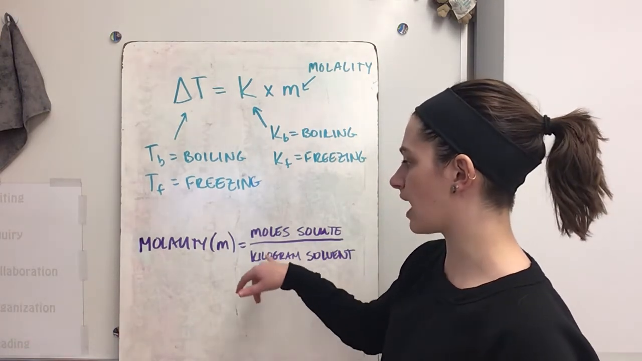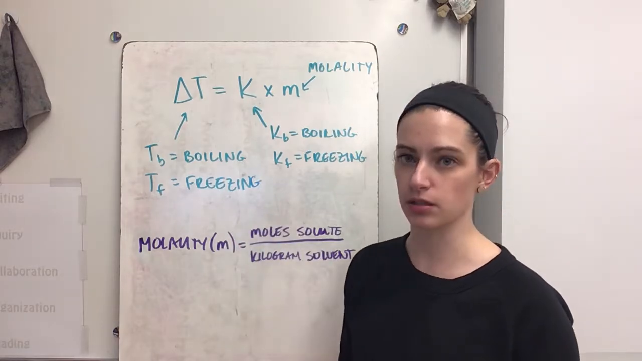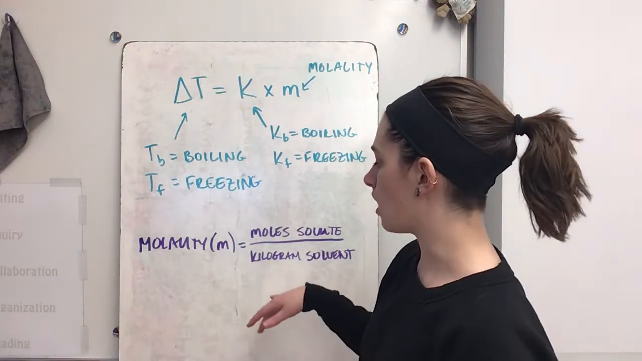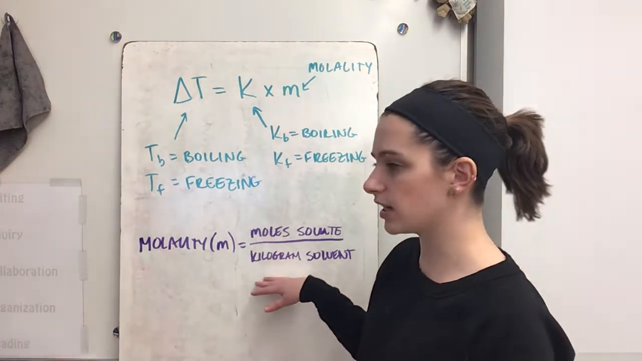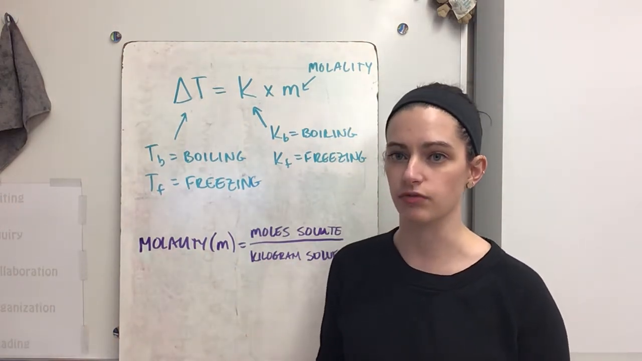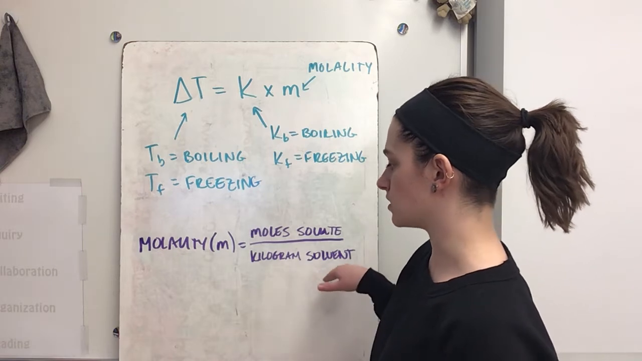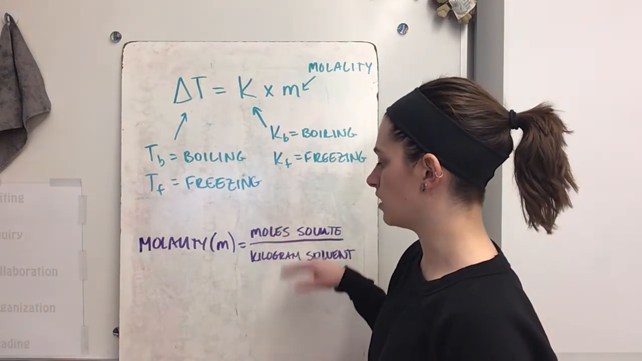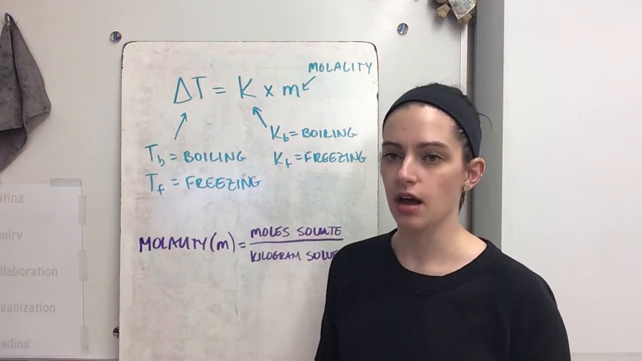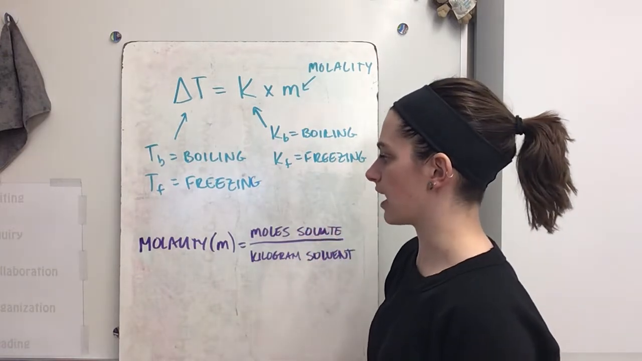Typically you'd have grams of solute, so you'd have to convert that to moles, so divide by the molar mass. And we'd have either mass or volume of our solvent, and you'd have to use a variety of conversions so that you have kilograms of solvent. So it's going to be moles per kilogram, solute per solvent. So the units are a little bit different for that.